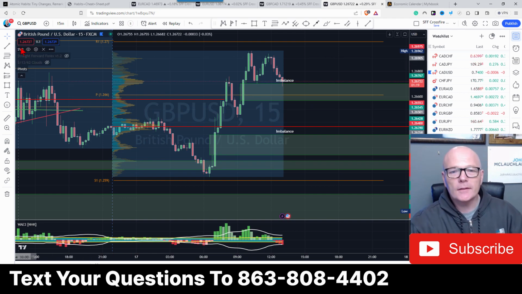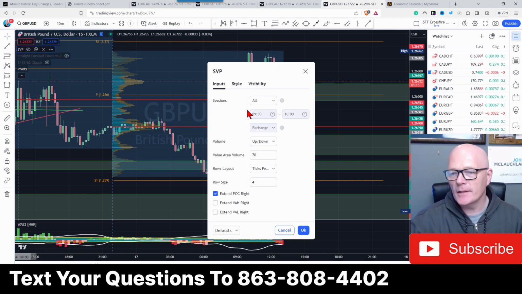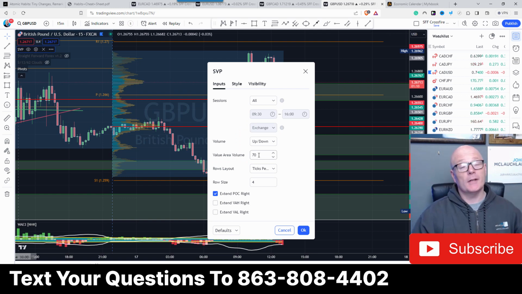And if you want this, have a look at this. This is SVP, and the setting for it is that the value area is volume 70. We had a strategy a little while ago called V70, and it was basically just using the volume profile to trade gold, and it worked extremely well, and it continues to work well.